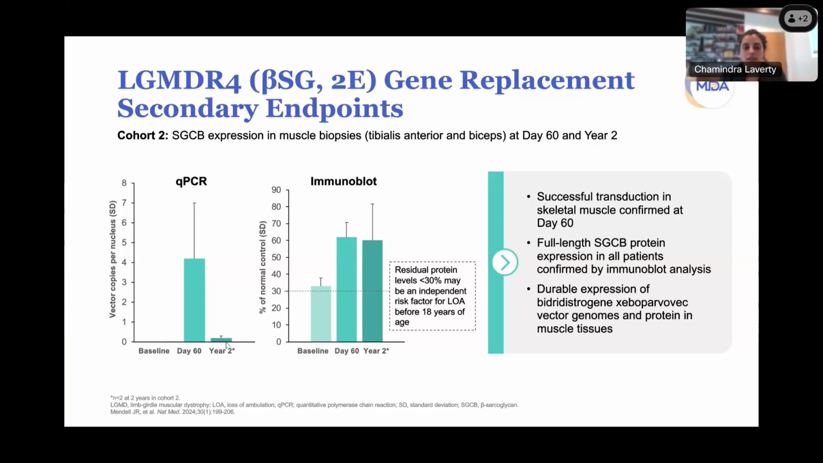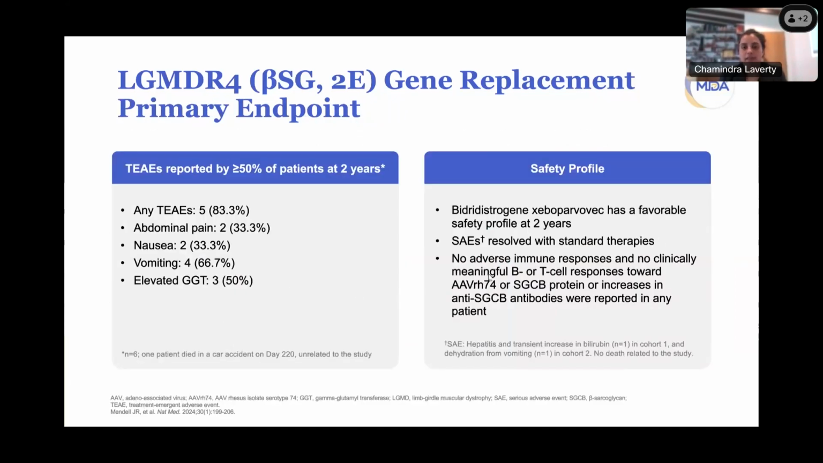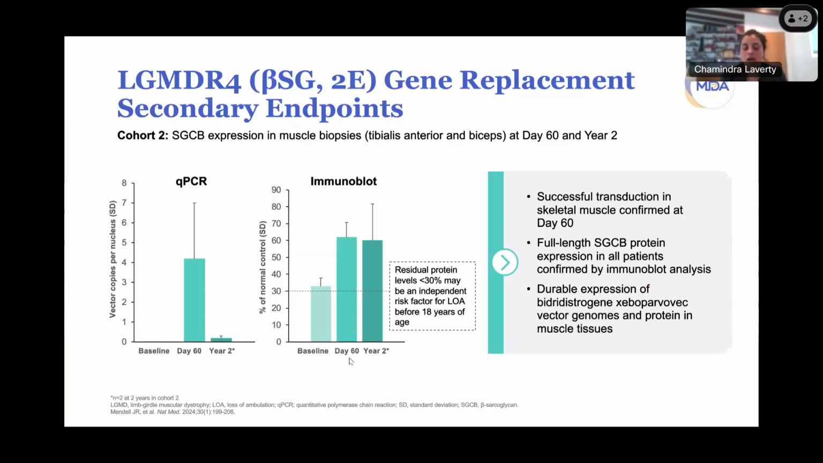I forgot to tell you that there was one tragic event that happened. One patient in the high dose cohort actually died in a car accident at day 220. And that was thought to be unrelated to the study. So we are missing data from that one patient. And there is a dramatic decline in the vector copies per nucleus at year 2 muscle biopsy.